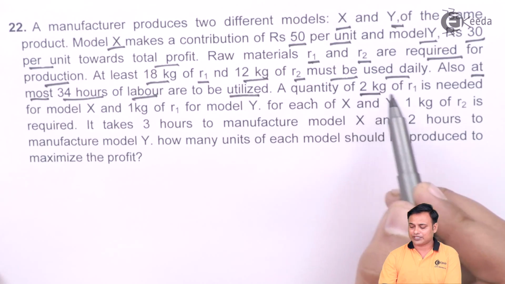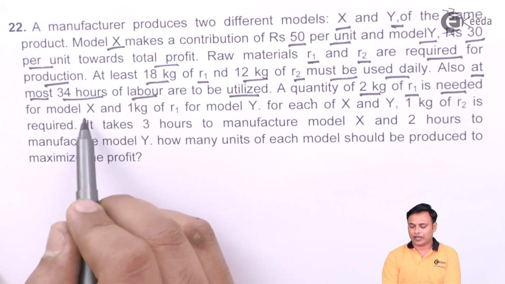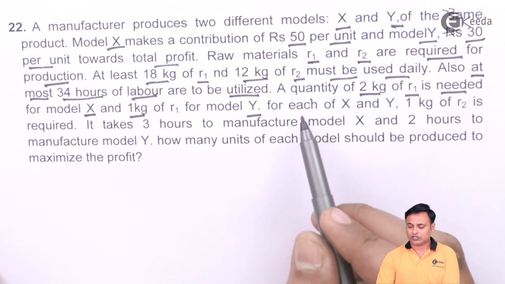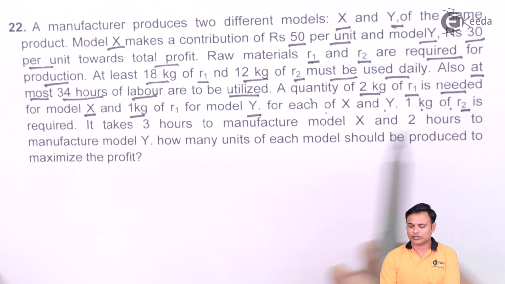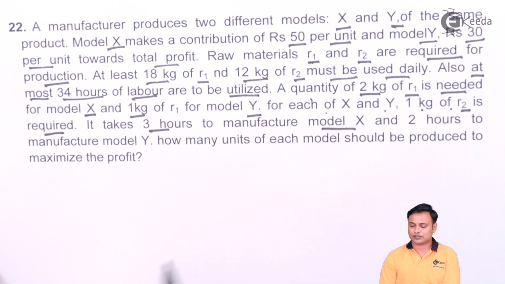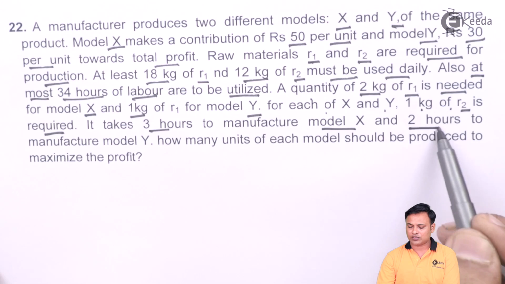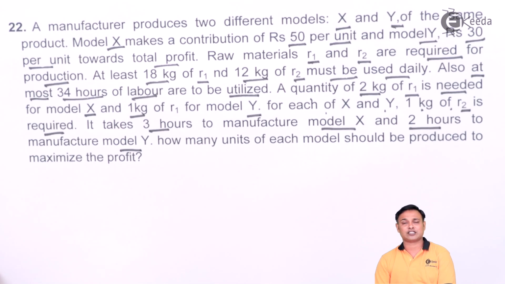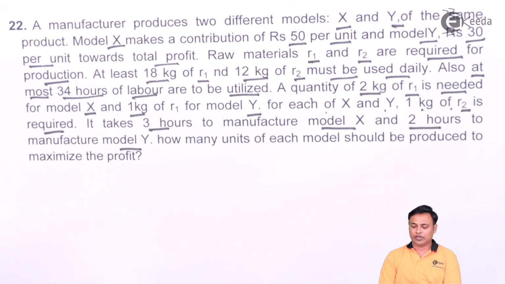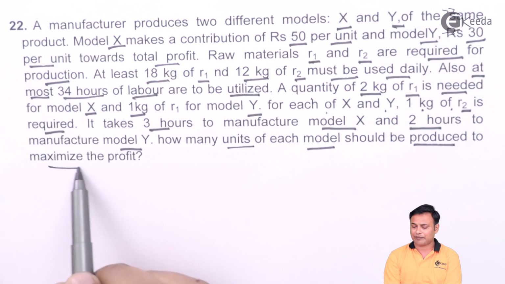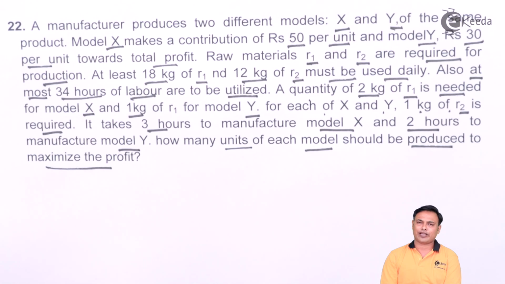A quantity of 2 kg of R1 is needed for X and 1 kg of R1 for Y. For each of X and Y, 1 kg of R2 is required. It takes 3 hours to manufacture model X and it takes 2 hours to manufacture model Y. So there is a labor constraint, there is a material constraint, and we need to decide how many units of each model should be produced to maximize the profit. So the problem is based on maximization.